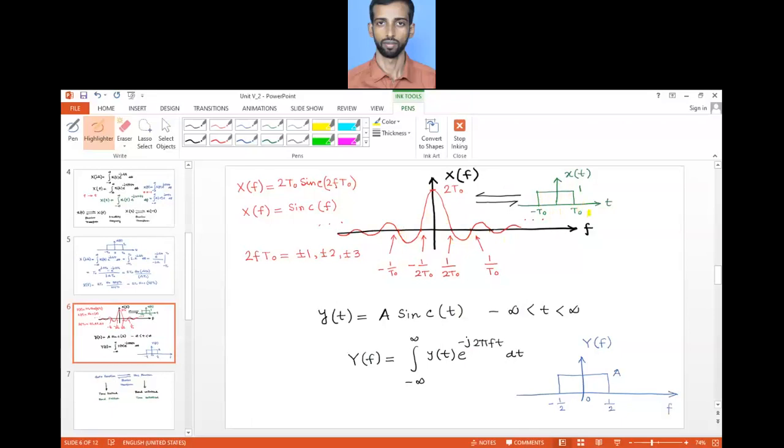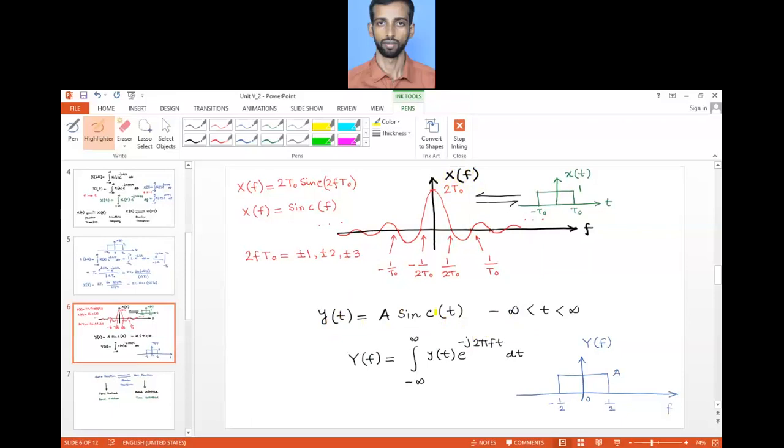Now suppose you are asked to find the Fourier transformation of a signal which is defined in the time domain, not in the frequency domain. This X(f) here is defined in the frequency domain, but suppose instead this x(t) is defined in the time domain, like so: y(t) is equal to, say, sinc(t) from minus to plus infinity. That is the definition, and you are asked to calculate the Fourier transformation of the signal.